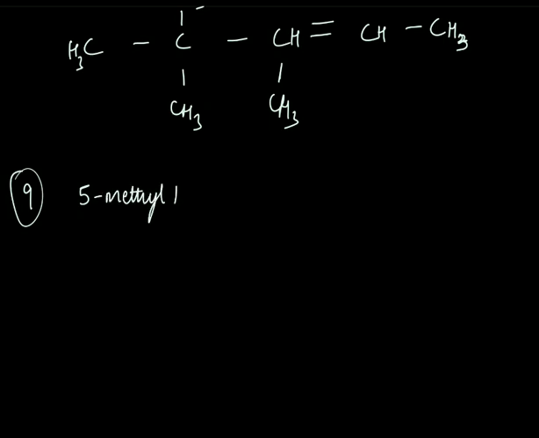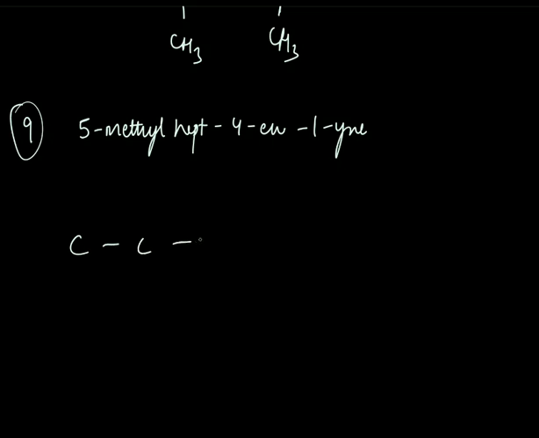5-methylhept-4-ene. So you don't have to write ENE, you have to omit the E of ENE, and write it like this. Okay. So again, hept means 7 carbons we are talking about. So 3, 6, and 7.